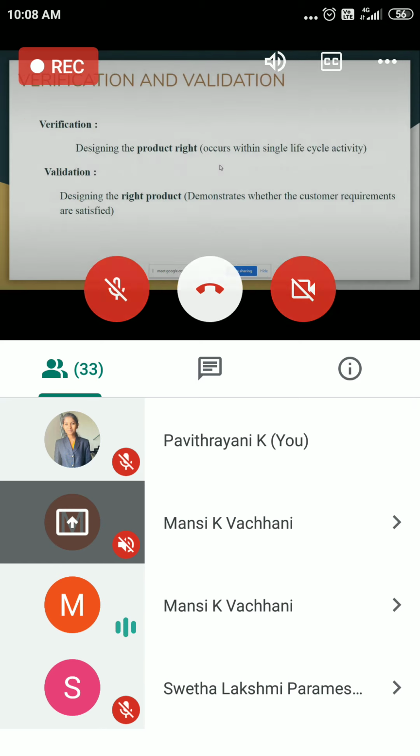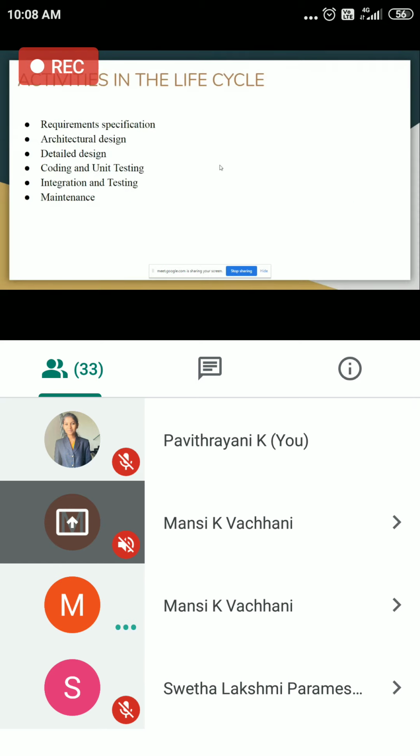Okay, next is verification and validation. Can anyone tell the difference between verification and validation? Like, what is verification and validation?